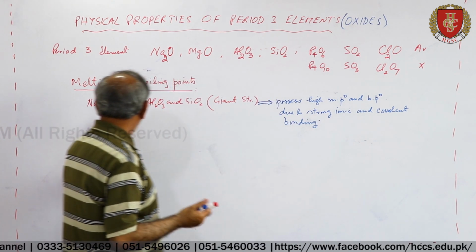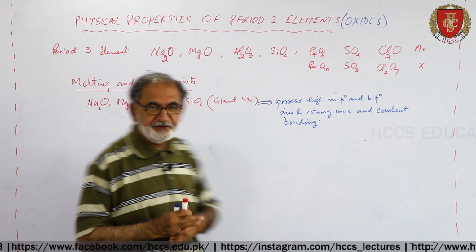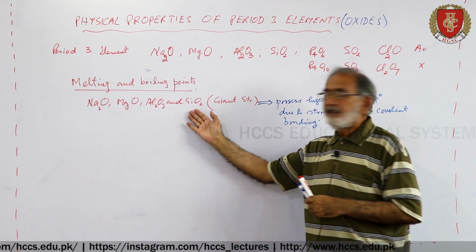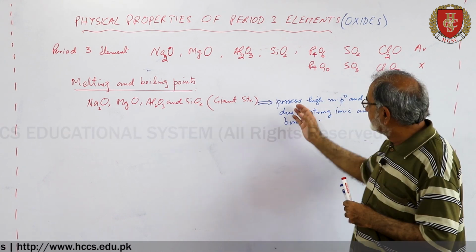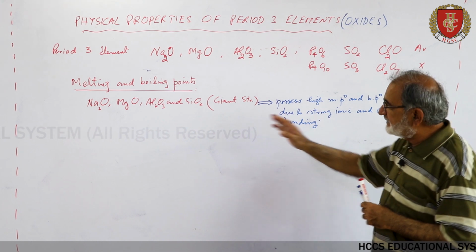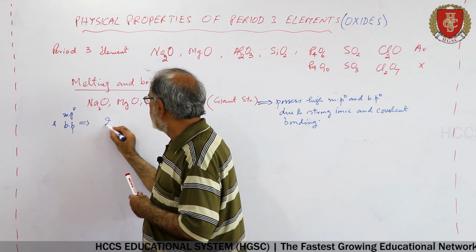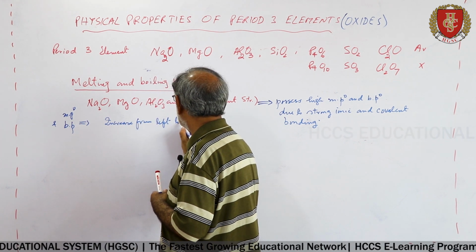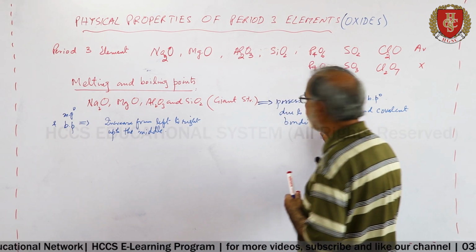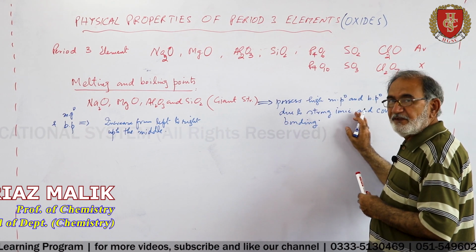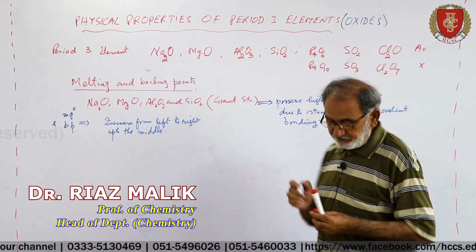The oxides formed between them, basically sodium oxide, magnesium oxide, aluminium oxide and silicon dioxide, possess giant ionic structure. They possess high melting and boiling points, meaning that the melting point and boiling point increase from left to right up to the middle, and this basically is due to strong ionic and covalent bonding.